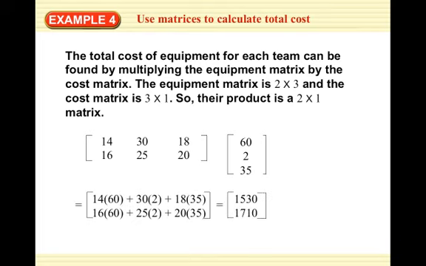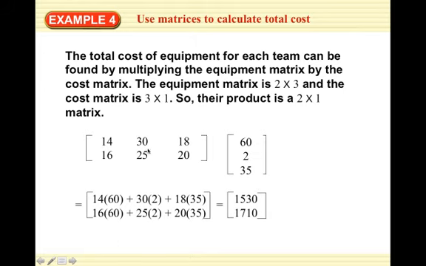So if you look, when we do the multiplication, those 14 sticks that the women need, we're going to multiply by 60. That gives us the total amount to spend on sticks, plus those 30 pucks that they need times the $2 per puck, plus the 18 uniforms they need times the $35 for the uniform. And when you do that multiplication and addition, you end up with $1,530. So that's how much money needs to be spent on equipment altogether for the women's team.